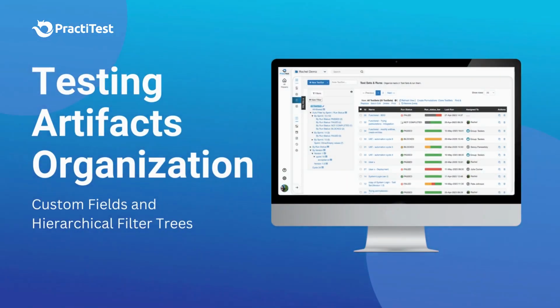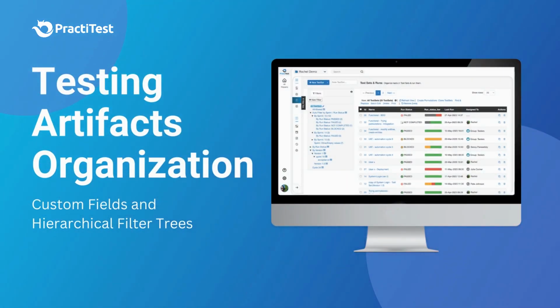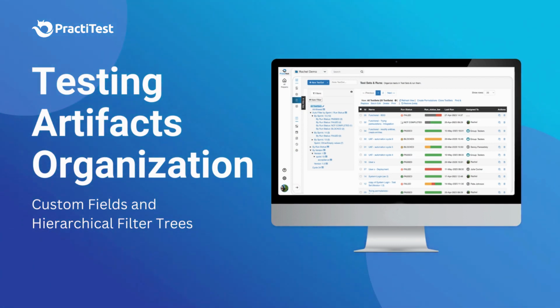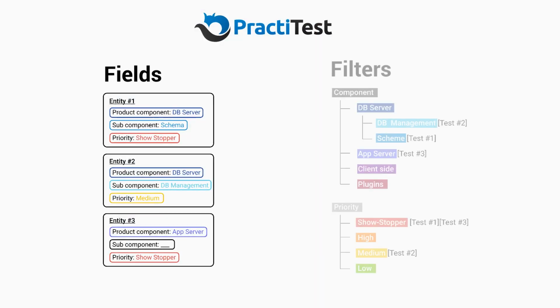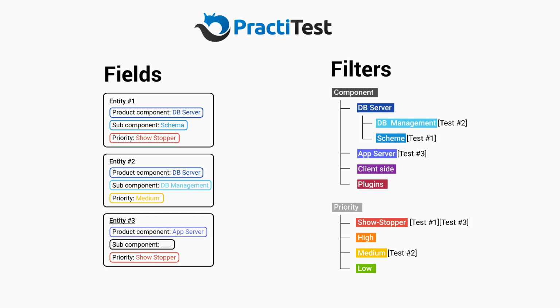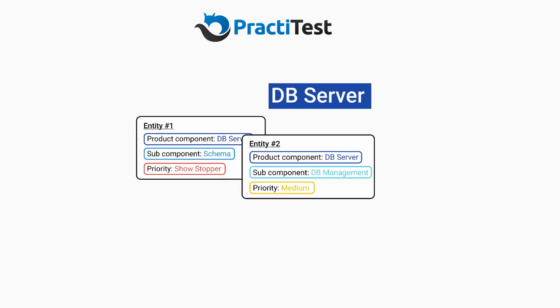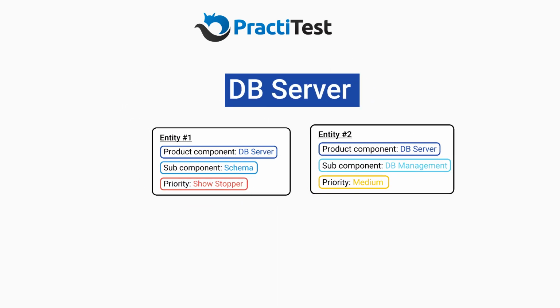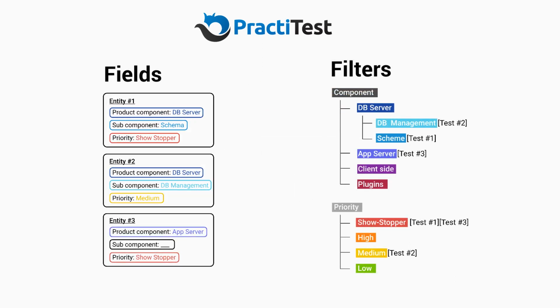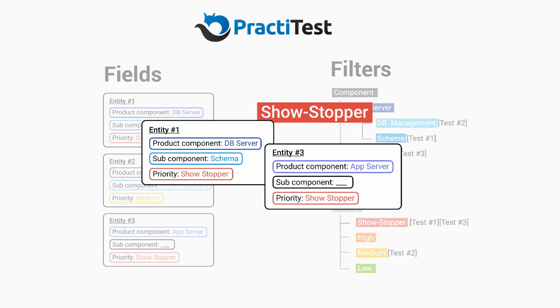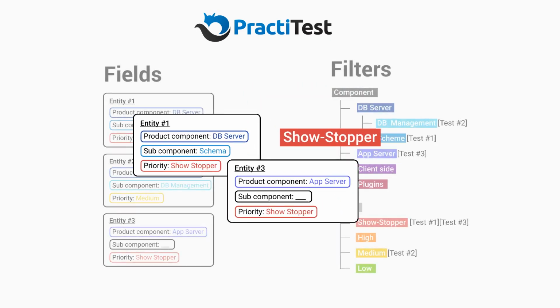Hi, and welcome to this PractiTest film, where we will present PractiTest's unique approach to tests and testing artifacts organization. PractiTest's unique method for organizing your testing-related data is based on custom fields and hierarchical filter trees. This lets you organize your testing in a dynamic way, present the relevant data to the relevant stakeholders, and always find what you are looking for easily and quickly.